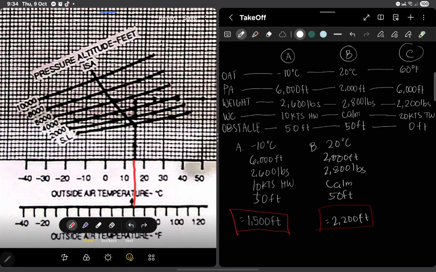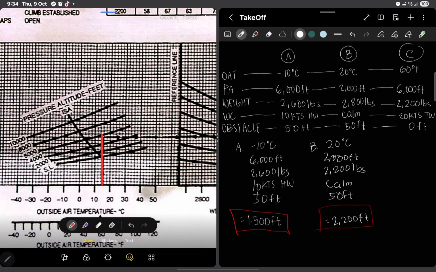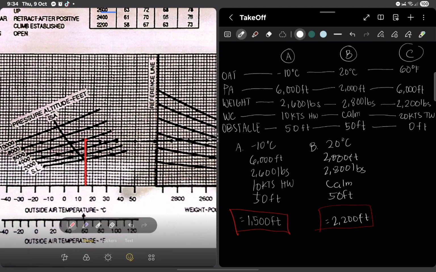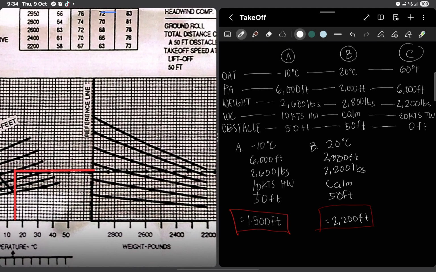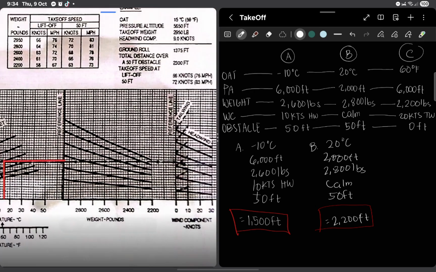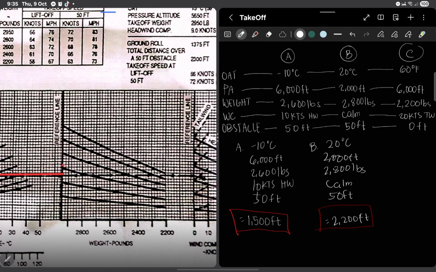Much better if you have a ruler. However, let's go all the way till we reach our pressure altitude, which is 6,000 feet. Okay, there we go, 6,000 feet. And then we'll continue along the line and look at which line is closest. So as you can see clearly, this line is closer.